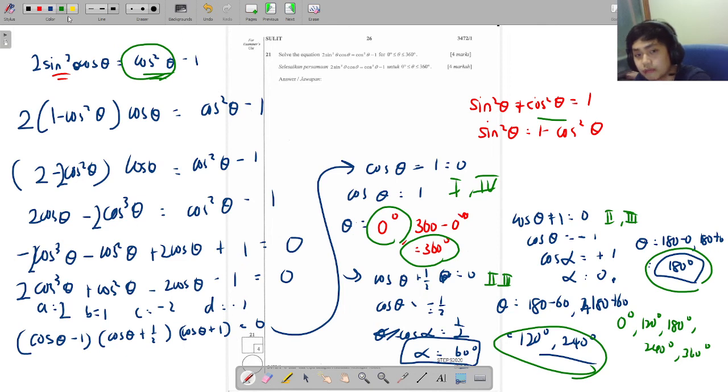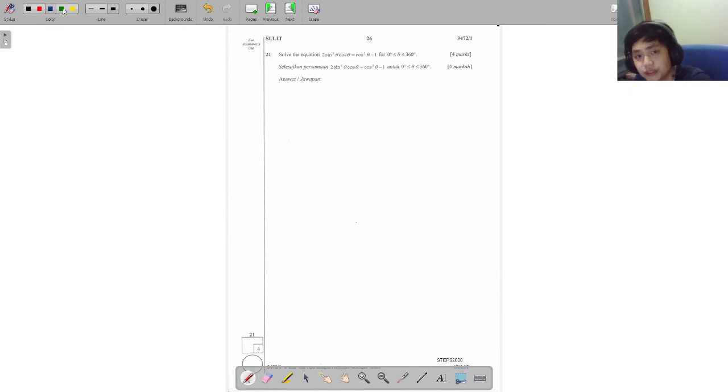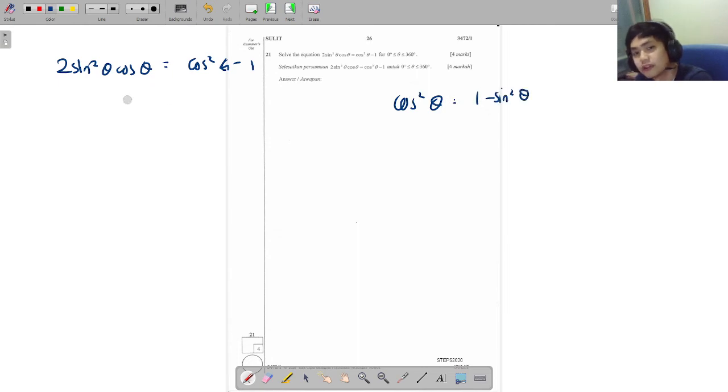I think I'll just erase the whole thing. So from here, 2 sine square theta cos theta equals cos square theta minus 1. If you make cos square theta the subject, it will be 1 minus sine square theta. So it's 2 sine square theta cos theta equals 1 minus sine square theta minus 1.